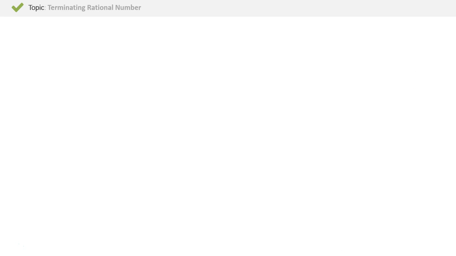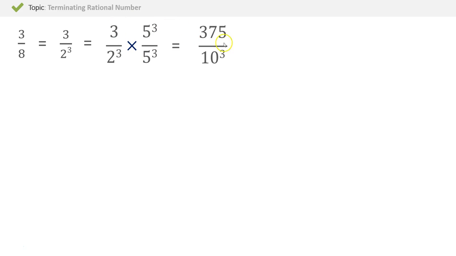Let's take an example of a terminating rational number. So we have the number 3 by 8. We can represent 3 by 8 as 3 divided by 2 to the power 3. And then we can multiply 3 divided by 2 to the power 3 by 5 cubed divided by 5 cubed. And hence you can represent that number as 375 divided by 10 to the power 3, which can further be represented as the decimal expansion 0.375.